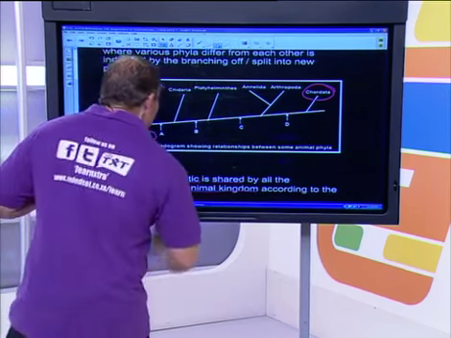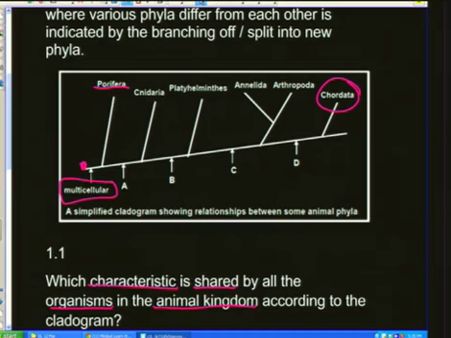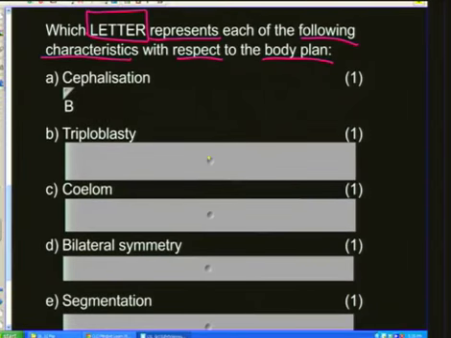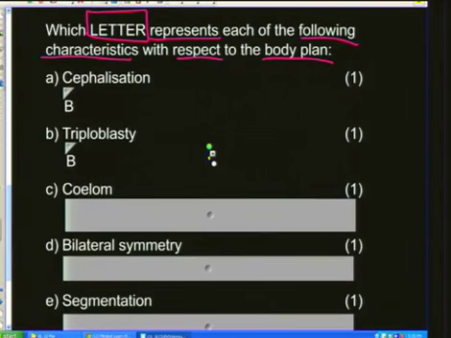So what they're saying is, with the cephalization, somewhere in this area did we start getting cephalization or a brain. Okay, now they want to know, where would you get a triploblastic animal, right? So I would say round about the same place, which means if I touch the right one, no, there we go, it's B.